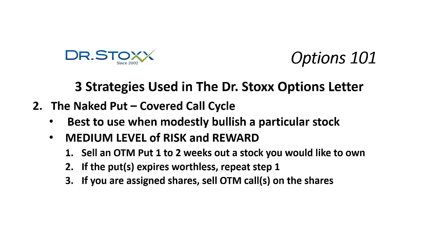We're going to find an out-of-the-money call, and in most cases we're just going to go up 1 or 2 strikes. We're not going to go up too far on this, not as far as we went away from the underlying with the put. We're going to sell an out-of-the-money call on the shares. If we have 100 shares, we're going to sell one call. If we have 300 shares, we'll sell 3 calls. If those calls expire worthless, we go back and we repeat step 3 again.